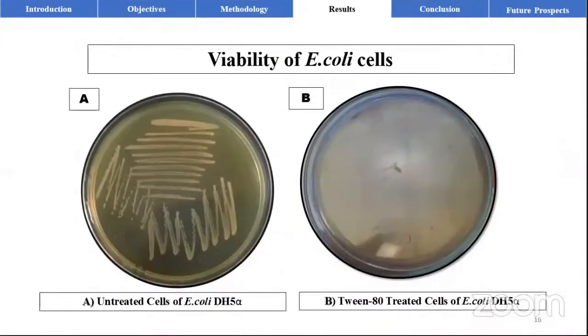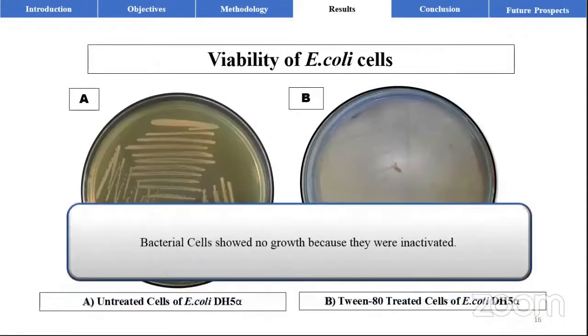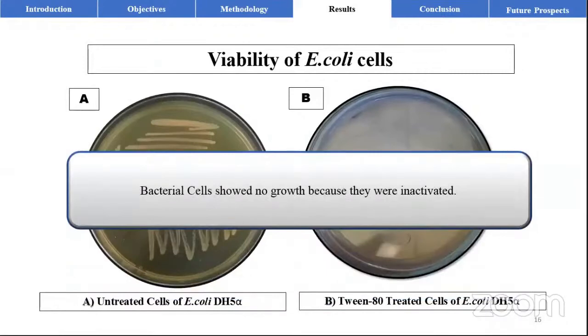For viability testing of E. coli, we performed subculturing, and as you can see, very good growth of untreated bacterial cells on N-agar plates, while the cells which were treated with Tween 80 showed no growth on N-agar plates even after an incubation period of 3 days. So it concludes that bacterial cells showed no growth on N-agar plates because they were inactivated.